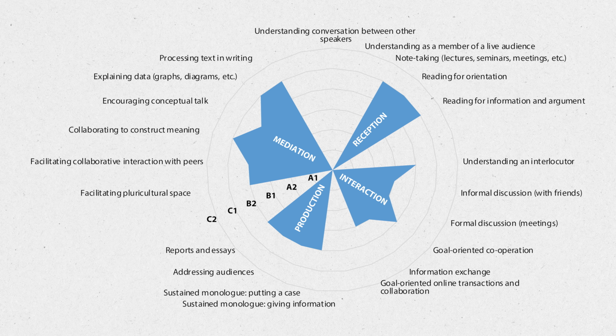The second thing to note is that some of this person's abilities, like explaining data and note-taking, are at the C1 level, while other skills like informal discussion with friends are at a B1 level. While not perfect, this is a much more realistic representation of what language ability is really like. Learners do not have and do not need equal abilities in every part of language.